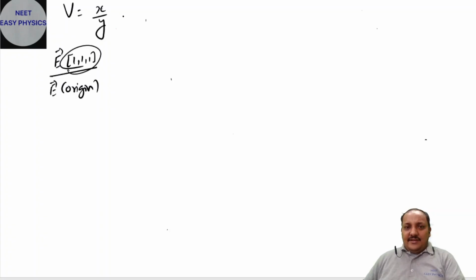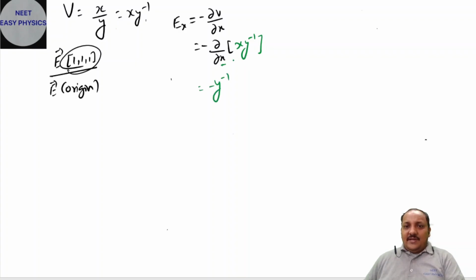So first we'll write this as x y power minus 1. What is Ex now? Ex is nothing but minus dou V by dou x. So minus dou by dou x of, what do we have to substitute for V? V is nothing but x y power minus 1. With respect to x we are differentiating, therefore y we will write outside, y power minus 1. Dou x by dou x is going to be 1. Therefore, Ex is going to be minus 1 by y.